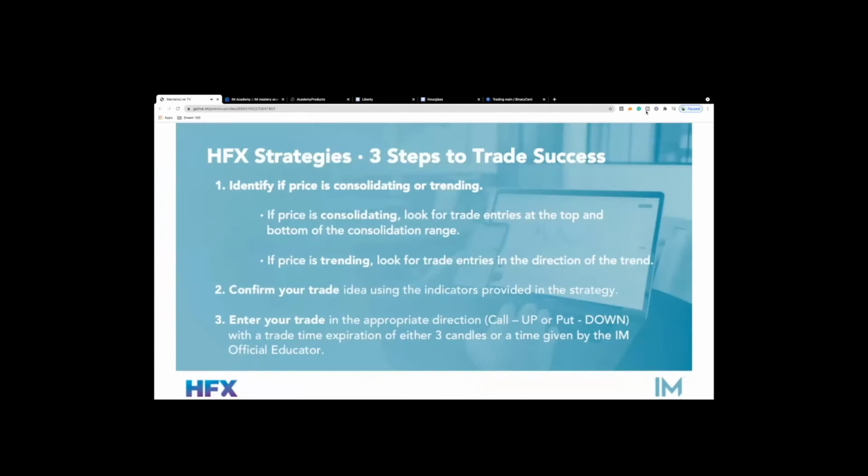As we begin, it's important to remember the 3 steps to trade success. Step 1 is to identify if price is consolidating or trending. If price is consolidating, we want to look for trade entries at the top and bottom of the consolidation range. If price is trending, we want to look for trade entries in the direction of the trend. Step 2 is to confirm your trade idea using the indicators.